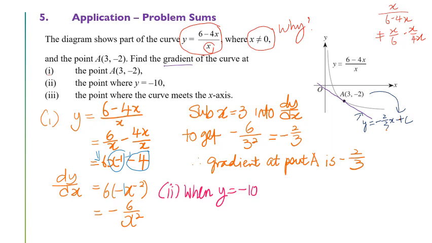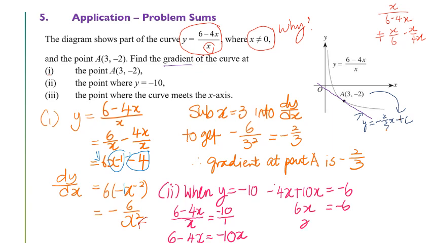All right, so what happens is when y equals negative 10, that will help us find the value of x, the x coordinate, because basically what we are substituting into the gradient function is the x coordinate, because the gradient function is in terms of x. All right, so from there you can just cross multiply to get x equals negative 1. Then substitute negative 1 into your gradient function, which gives you the gradient at the point where y equals negative 10 as negative 6.